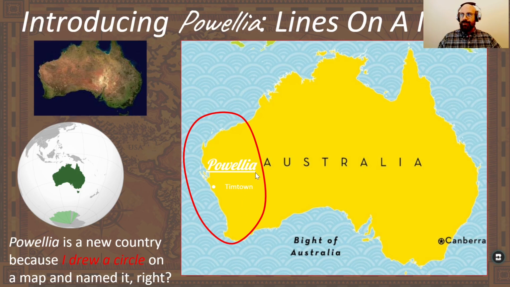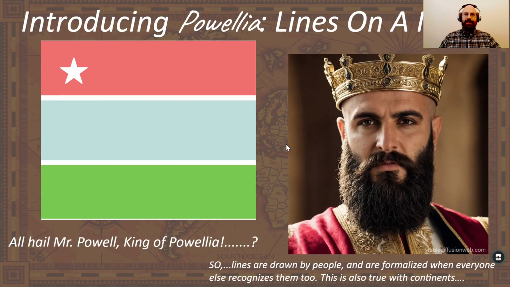So that would not fly with Australia. So my lines are going to be contested, because they're recognized in a way, but they're not agreed with, so at the same time they're not recognized, not formally. But look, I even have my own flag. This is the flag, the beautiful, beautiful flag of Powellia. Isn't it amazing? All hail Mr. Powell, King of Powellia. And that's an AI version of me, apparently. So even if I have my own flag, my own country name, my own everything, I drew a line on a map, that doesn't necessarily mean it's going to work out for me.